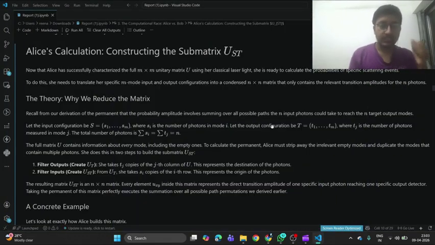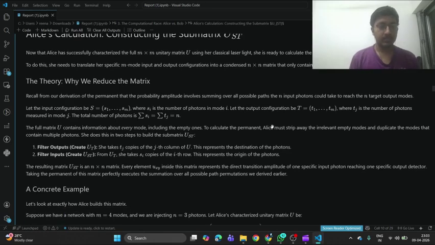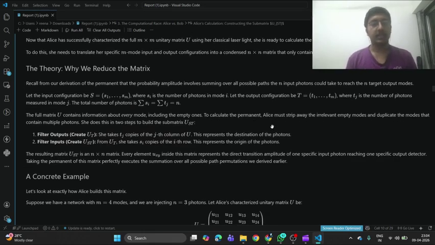Now that Alice has successfully characterized the full m cross m unitary matrix, let's see how she will calculate the permanent of the matrices to get the actual probability amplitude of a given specific scattering event. In this case, the scattering event is as follows. The input for this configuration will be given by S, which is from S1 up until Sm, and the output for this configuration will be given by T, which will be from T1 up until Tm.